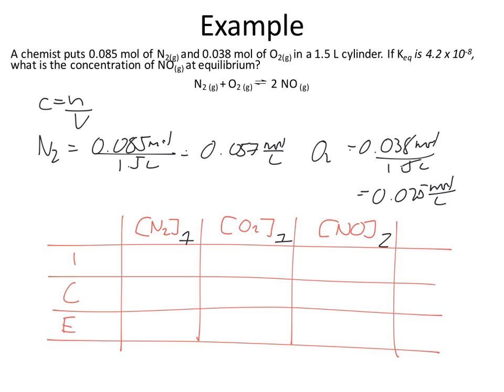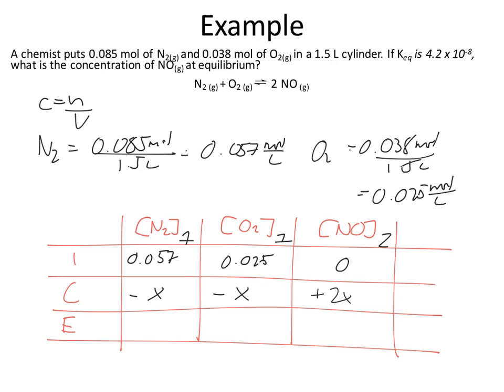So my initial concentration for N2 is going to be 0.057 mole per liter, 0.025 mole per liter for oxygen, and 0 for NO. We don't really have anything produced before we start our reaction. Our change is negative for both of our reactants, and because the ratios are 1 and 1, they're both going to be minus x. For NO, it's being produced, so it's going to be plus, and our ratio is 2, so in this case, that's going to be plus 2x.